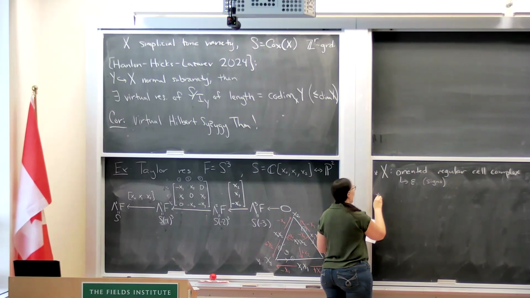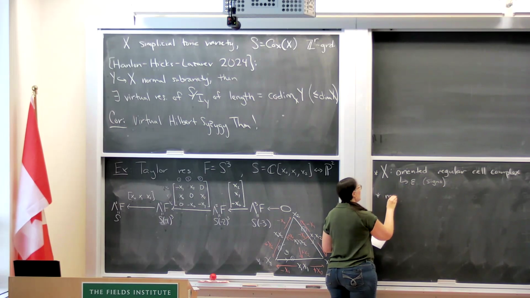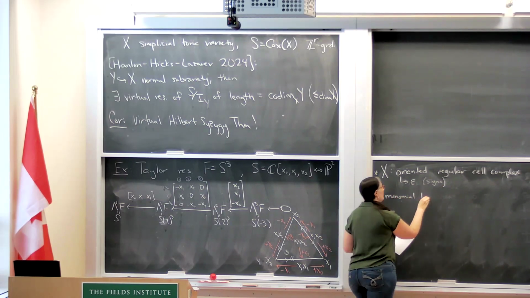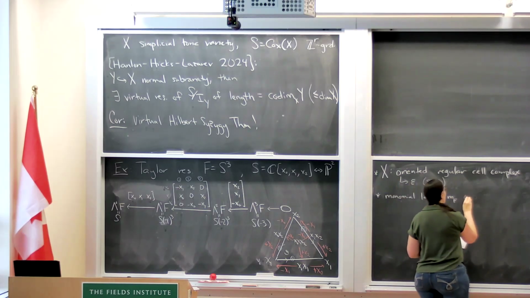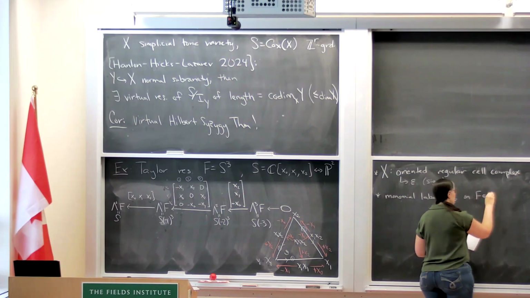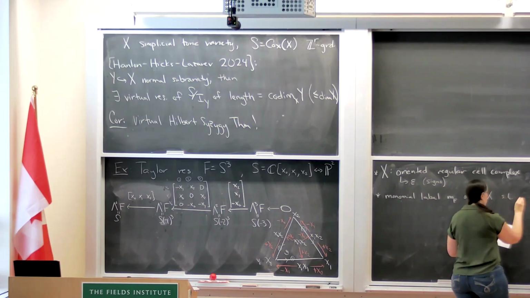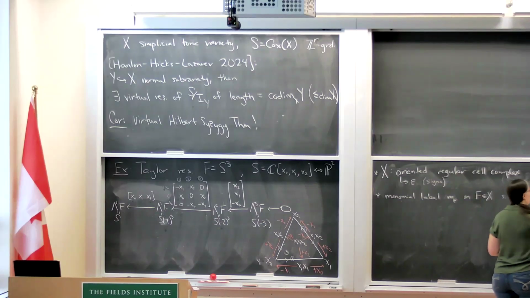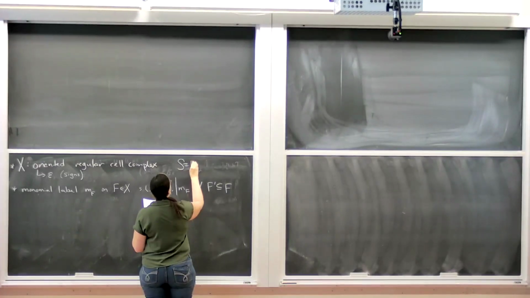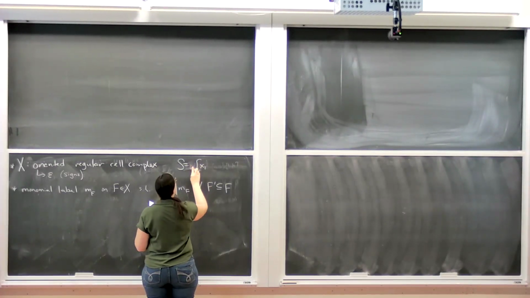And now I want a monomial label M sub f on a face f in x such that they satisfy divisibility. This way, when I do successive division, I get something that lands in my ring. And let's say here now, might as well use C still.